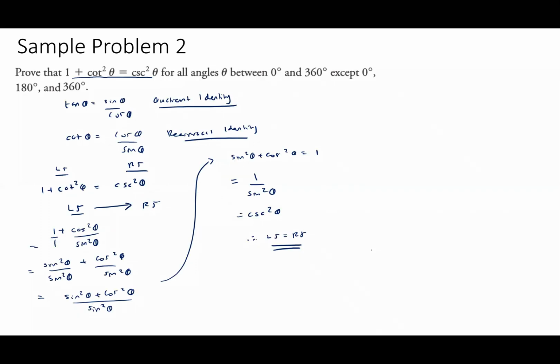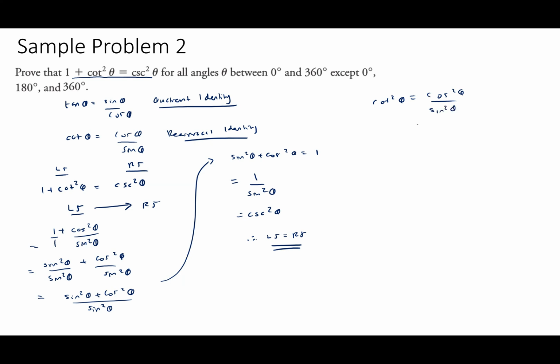Oh, sorry, I think what I forgot to do here, so just jumping the gun a little bit. What they're asking you to do here is they want you to also show that this is true for all angles except for 0 degrees, 180 degrees, and 360 degrees. Now, why don't those work, right? Well, if you think about what cosecant squared theta is, and if you think about cotangent squared theta, it is cos squared theta over sine squared theta, right? Now you can imagine that, whoops, let me just clean that up a little bit.